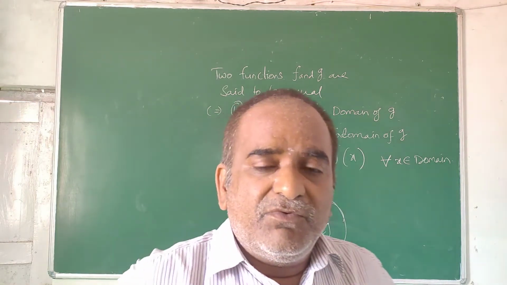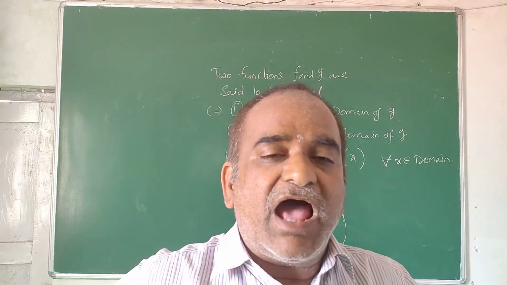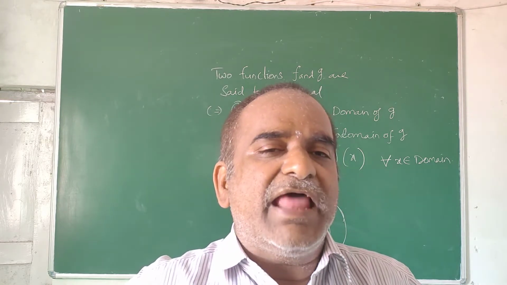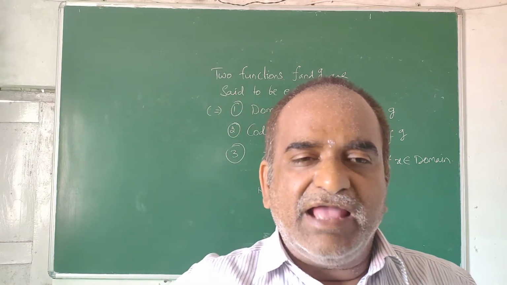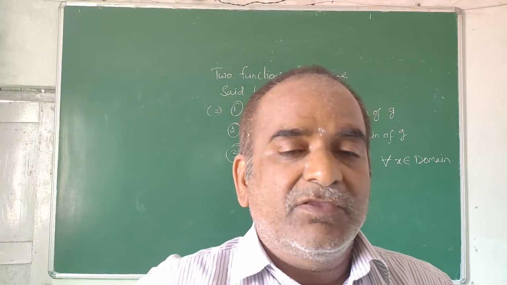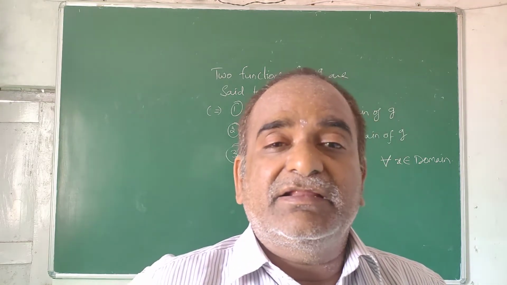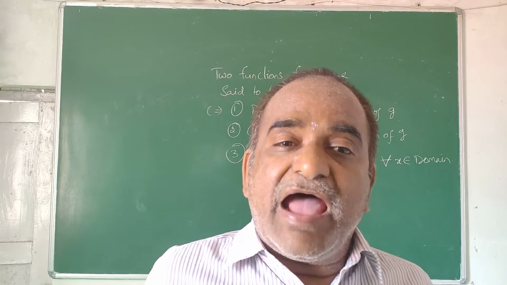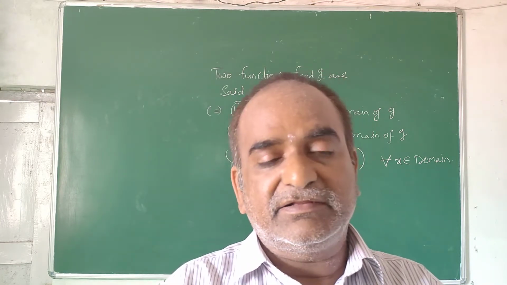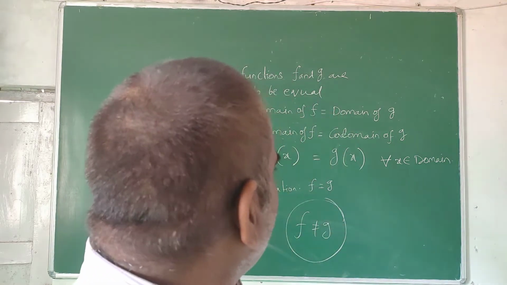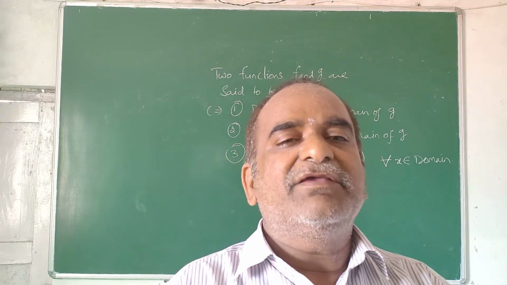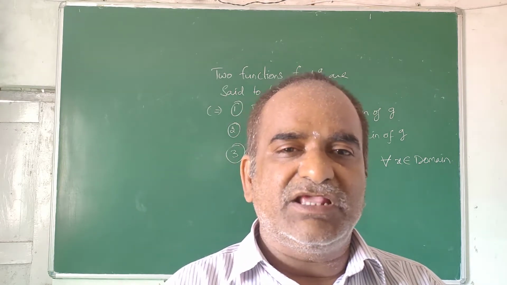So, say two functions are unequal, then what would have happened there? Either their domains may be different, or codomains may be different, or the values which the functions take at certain points may be different, so that any of the three may fail. That is why you will say f is not equal to g. Understood?